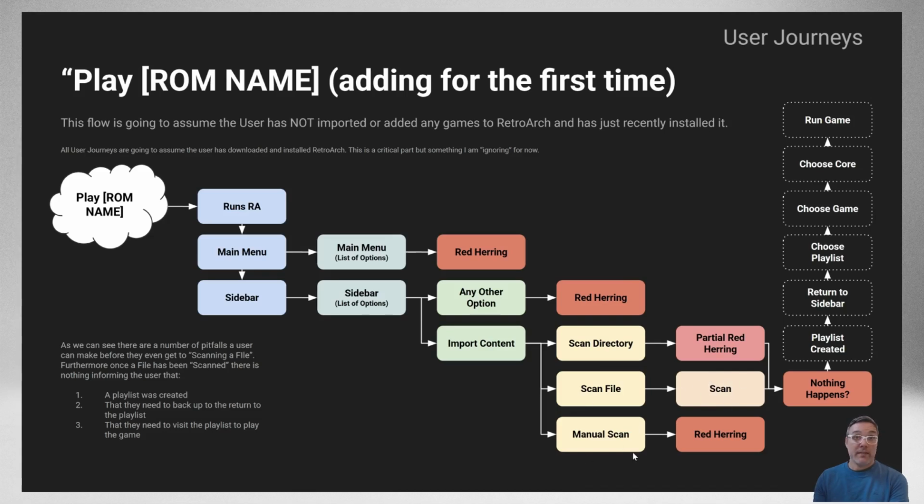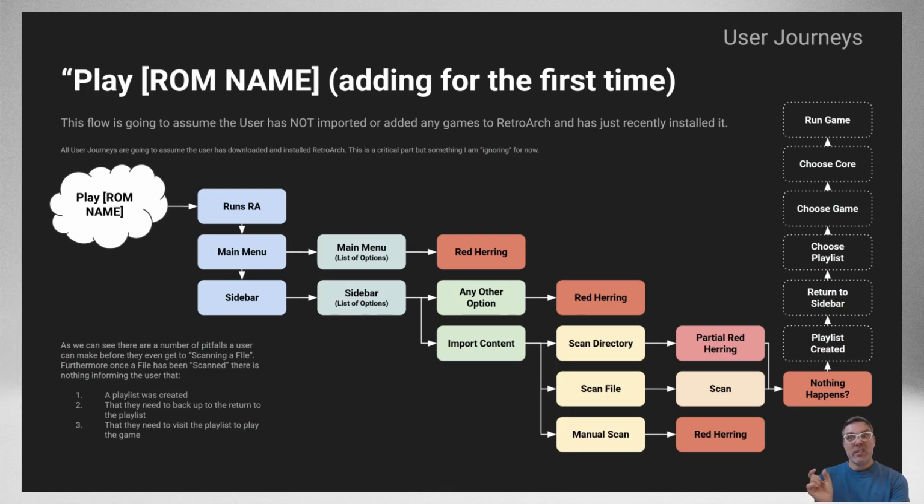If you do a manual scan, it's a red herring in many ways because you're not going to get thumbnails and a whole bunch of other stuff. And you're going to have to read a whole bunch of technical things that you probably weren't prepared for. So what's also interesting is, regardless of which one you go down, once you actually scan the file, nothing happens. It will pop up a little notification in the bottom left-hand corner, but you're not taken to the playlist that's created. You're not taken to a screen that tells you a playlist is created. You're not given any information that anything's happened.